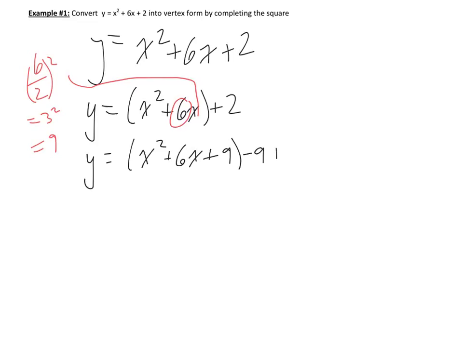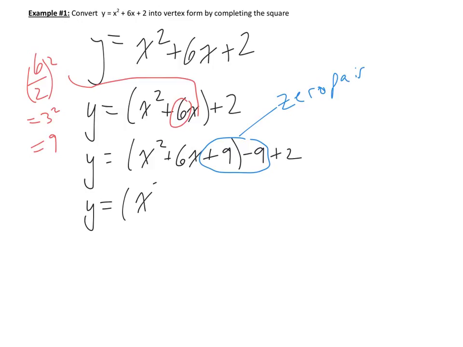minus 9 plus 2. The reason we do this step is that if we didn't take away 9 and add 9, we'd actually be changing the expression. But by bringing in a 0 pair, positive 9 and negative 9, we are able to keep the expression the same and just manipulate things a little bit. So the next thing I'm going to do is take care of that negative 9 and plus 2. I know that negative 9 plus 2 is negative 7.